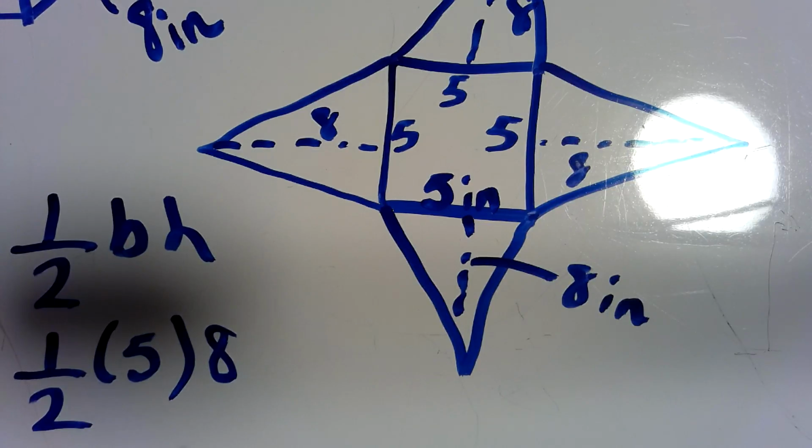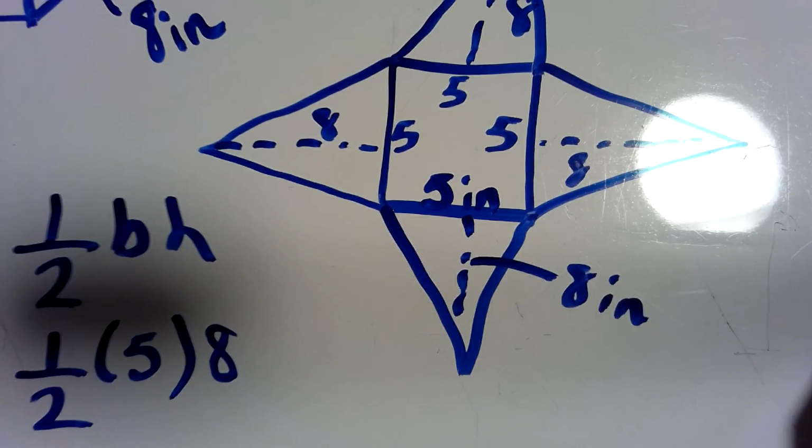Remember, you can do this in any order. You can take 1/2 of 8, which is 4, times 5, which is 20, or you could do these two together, which is 40. Half of that, it's still 20. So the area of one of the triangle faces, which is a lateral face, is 20 inches.